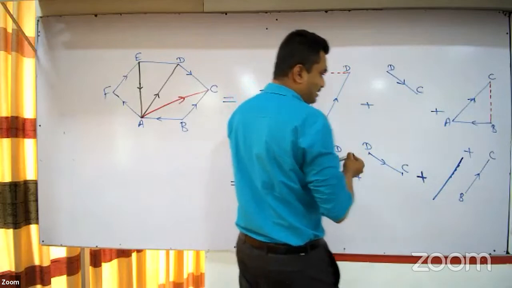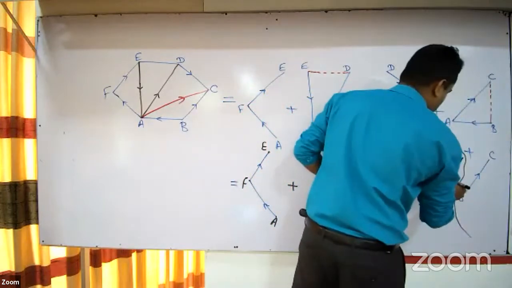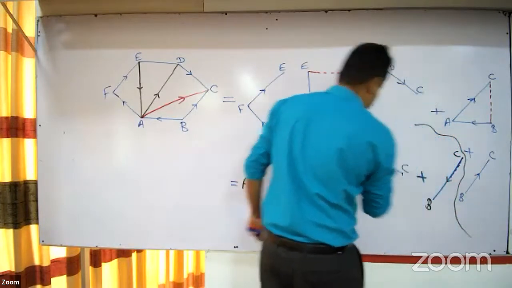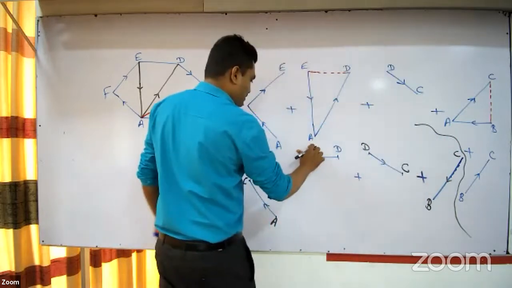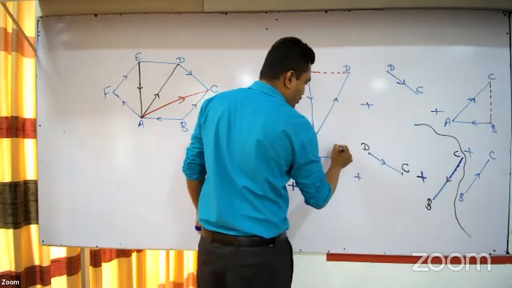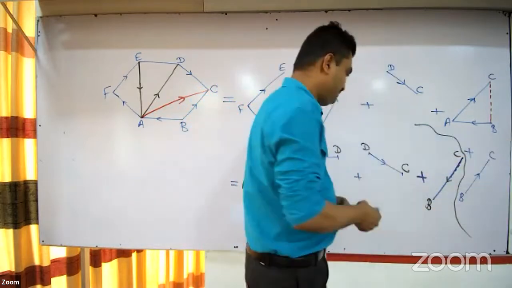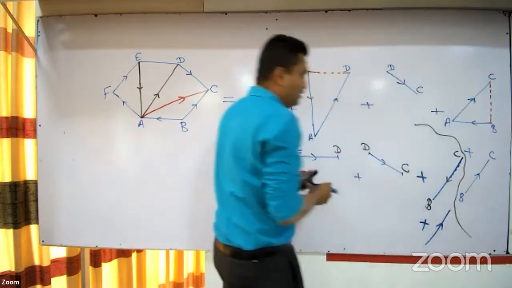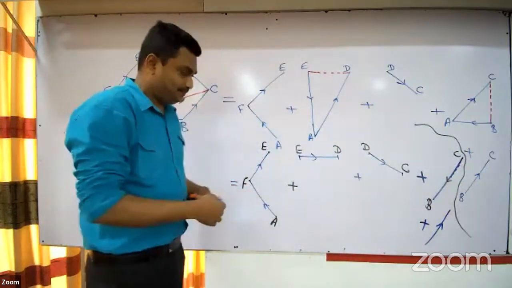CB. I use black for this. D, B, D, C, E, D. I want only one line. This line, BC. So I put that one and mark BC. Please draw the second row, second set.